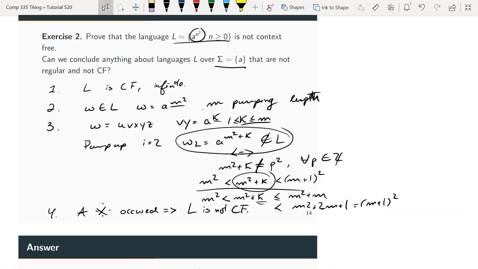Okay. What I wanted you to notice from this exercise is that the exact same argument was used to show that A^(N^2) is not regular. The only difference was that for non-regularity you had W as XYZ, but you still picked your Y as being a bunch of A's, or K A's, and then you would still pump up, and this argument would be the same. You would show that M squared plus K is not a perfect square.